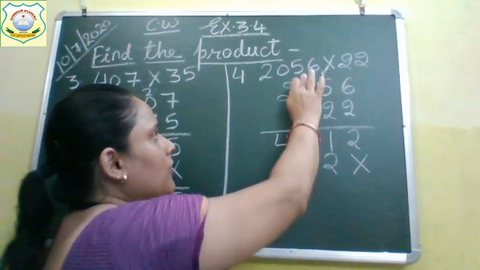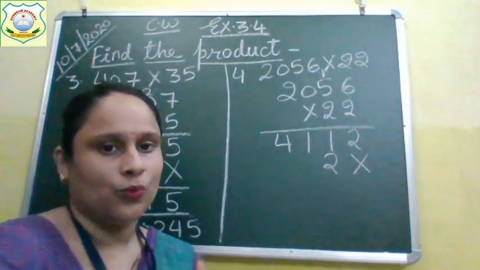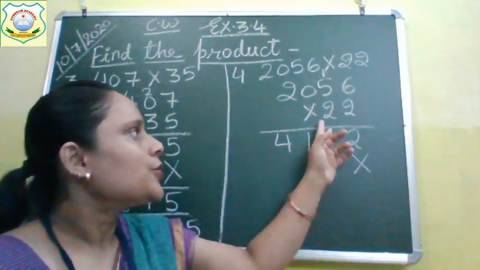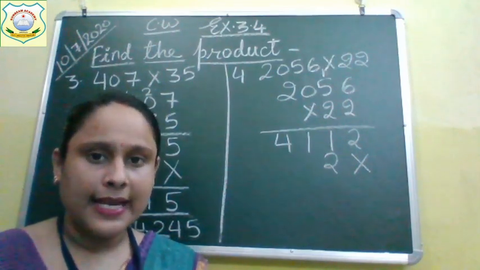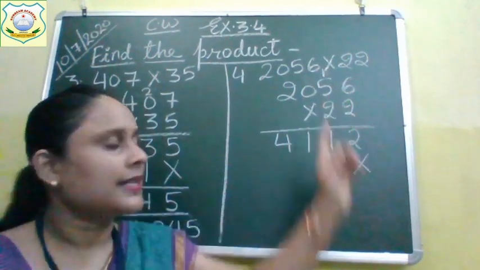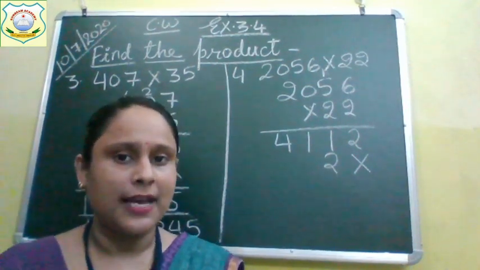Okay. Now I am removing the carry. I am writing the fresh carry of 2. Now 2 will be multiplied to the number written in the tens place. 5 is written in the tens place. Now say the table of 2 5 times.